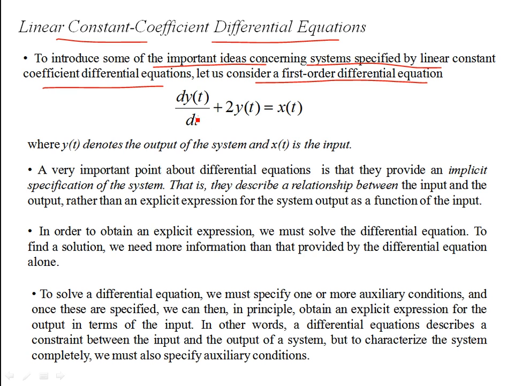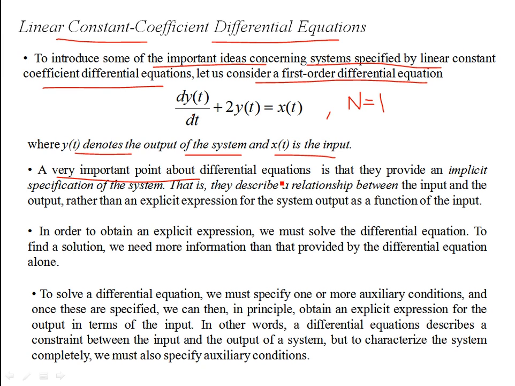Why is it first order? Because it involves the first order derivative of the output. So let's say n is 1, the order is 1, which means we are talking of the first order derivative only. Here y(t) denotes the output of the system and x(t) is the input.